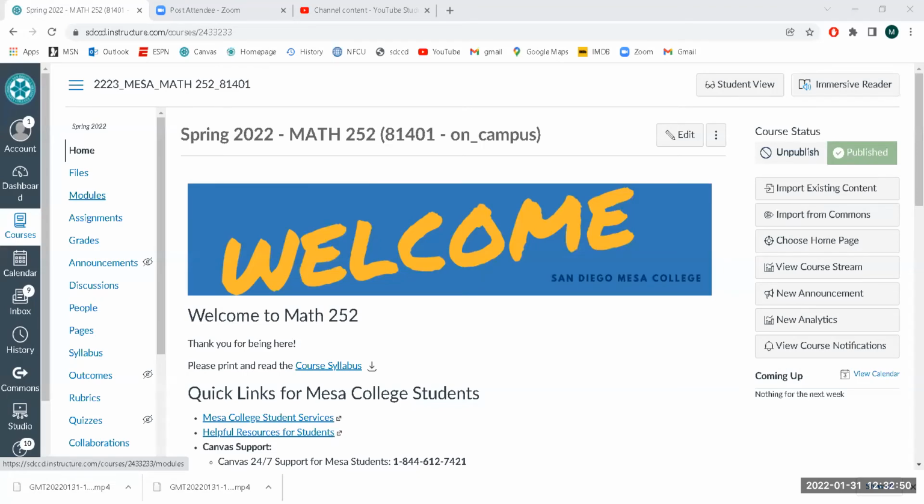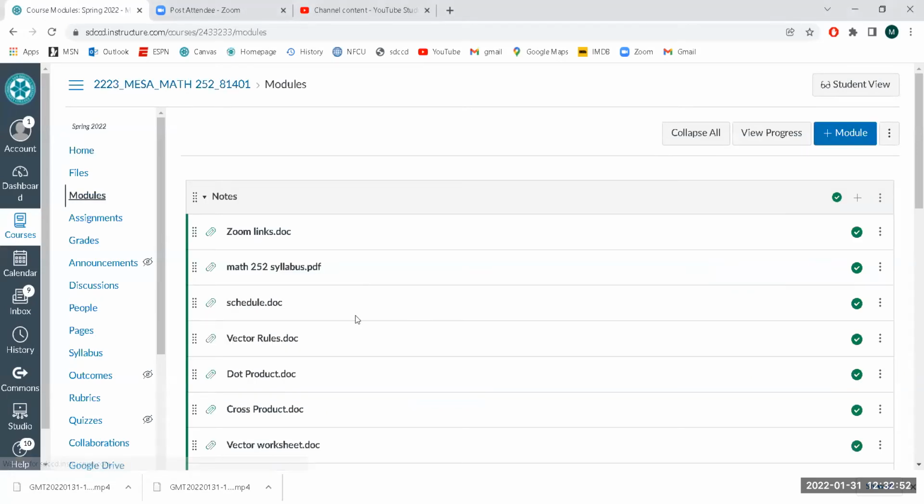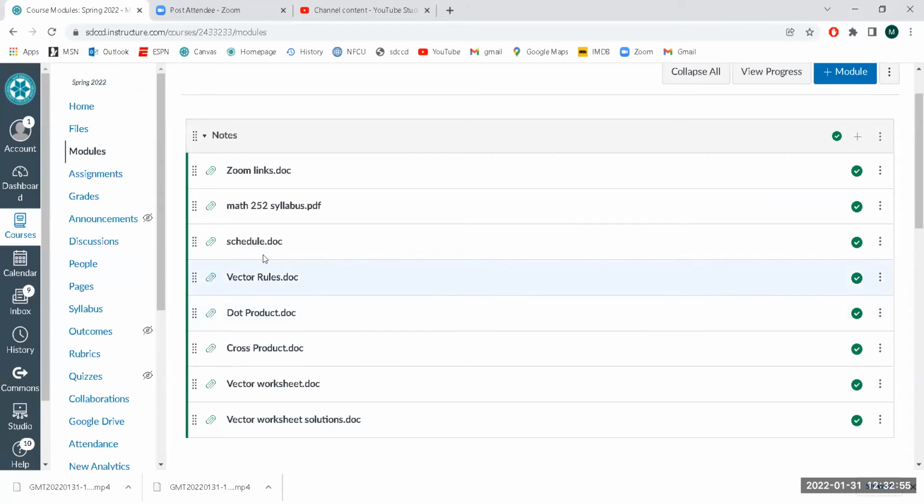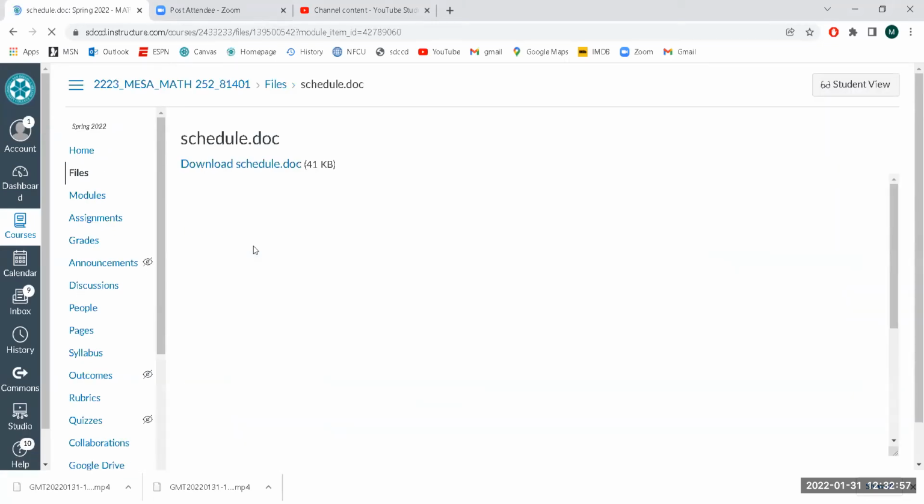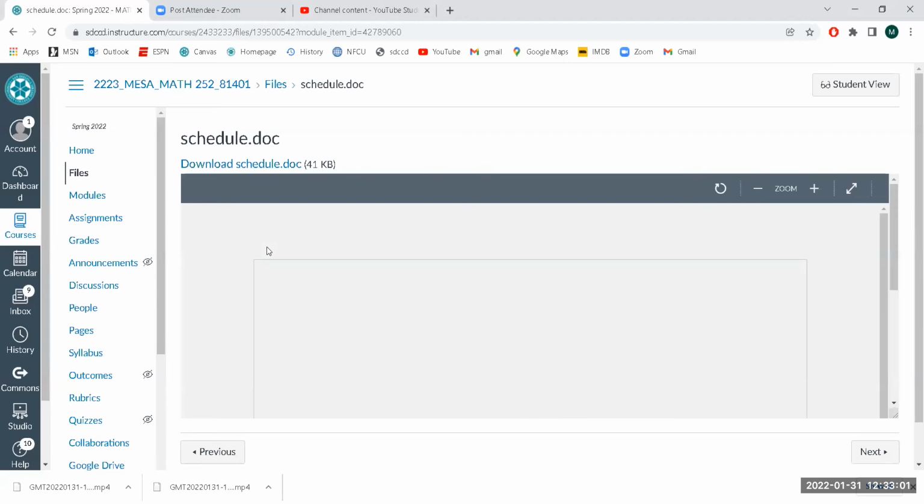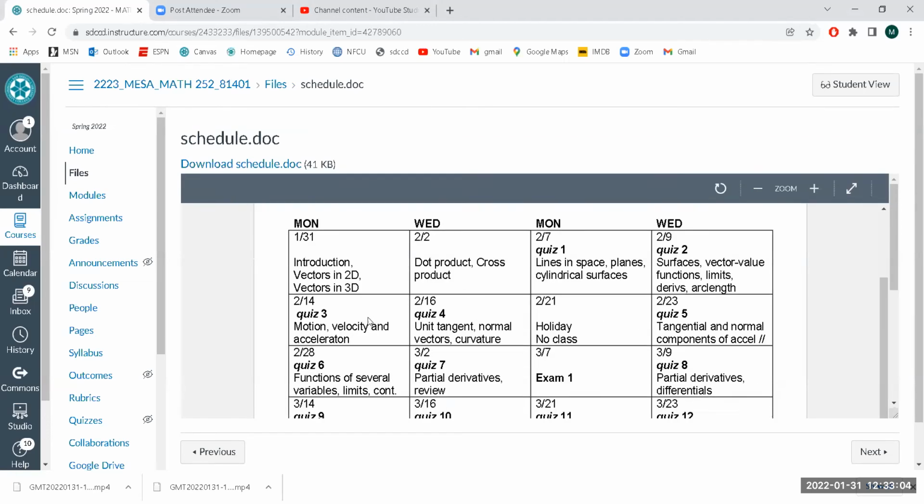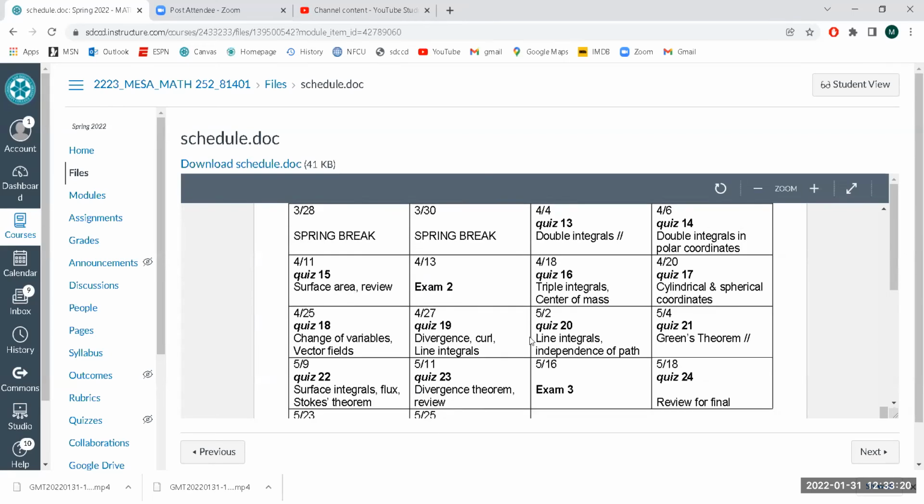And here we go. But first of all, when we go to the module, you've got a lot of stuff under the notes. And schedule, for example, we will never deviate from this, not even a little bit. I know exactly how long everything takes because I've done it 10,000 times. So you notice today was introduction, vectors in 2D, vectors in 3D. Hey, that's what we did. Then dot product, cross product, and so on. On Monday next week, you see quiz 1. This is real simple. Lecture 1 is quiz 1. Lecture 2 is quiz 2, and so on, and so on, and so on.